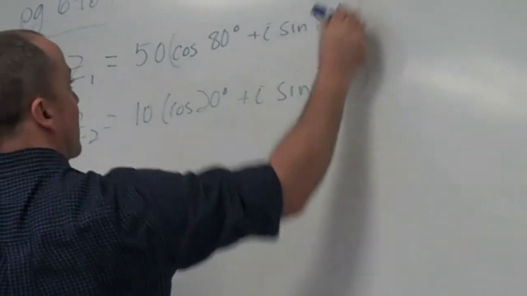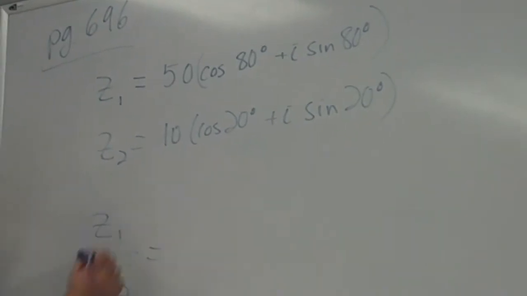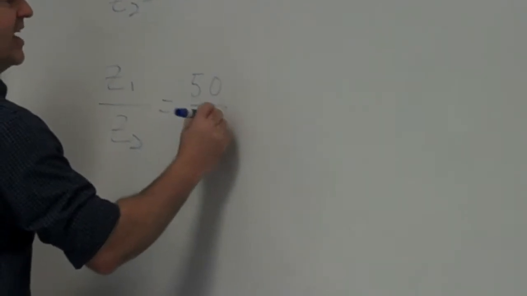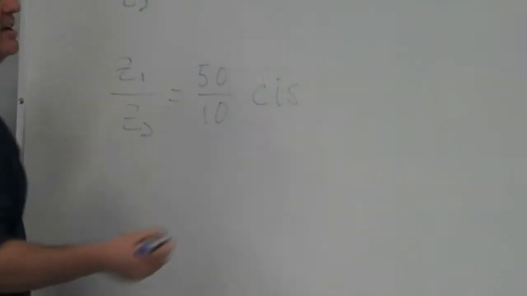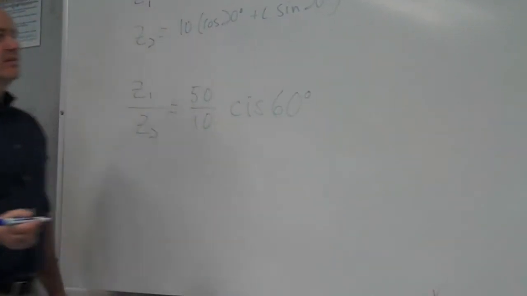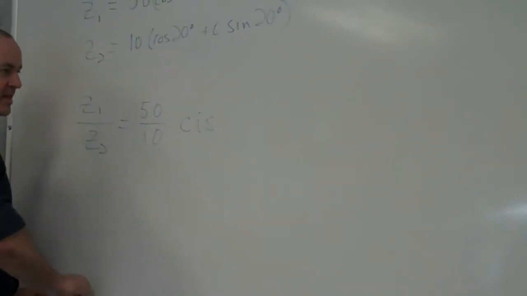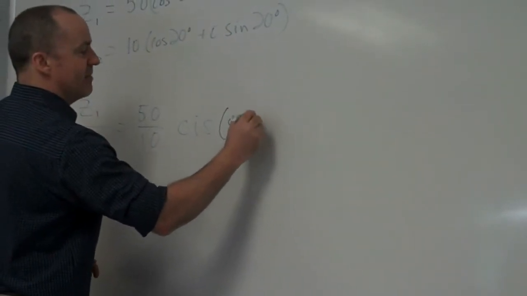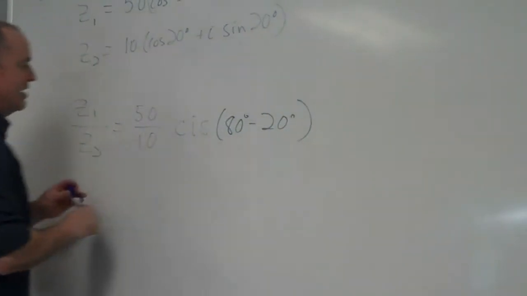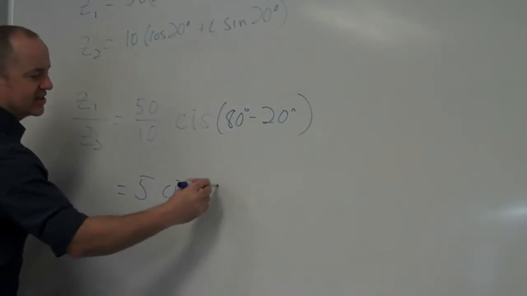And the instructions were to divide. Find Z1 over Z2. Okay, so for division, you divide the numbers, 50 over 10, and I'm going to abbreviate to cis. And you subtract the angles, 80 minus 20. Here, I'll show the step in a darker marker. So it's 5 cis 60. 80 degrees minus 20 degrees, so the answer is simply 5 cis 60.